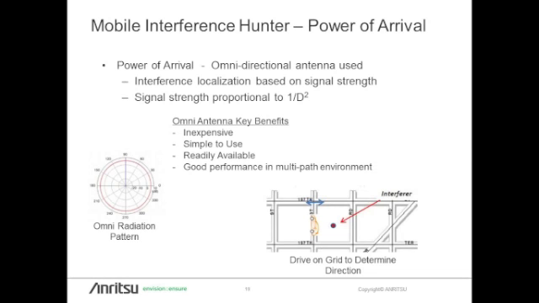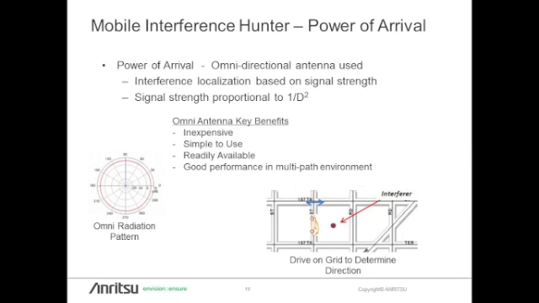And benefits of, as I mentioned, the omnidirectional, it's inexpensive. That antenna that we're looking at here, you can buy from your electronics store for maybe $100. You can get more sophisticated ones for a few hundred dollars. Very simple to use, readily available. It's off the shelf, and the power of arrival system in general gives you relatively good performance in multipath environments. And since a lot of people look in cities for interference, it's a good solution.